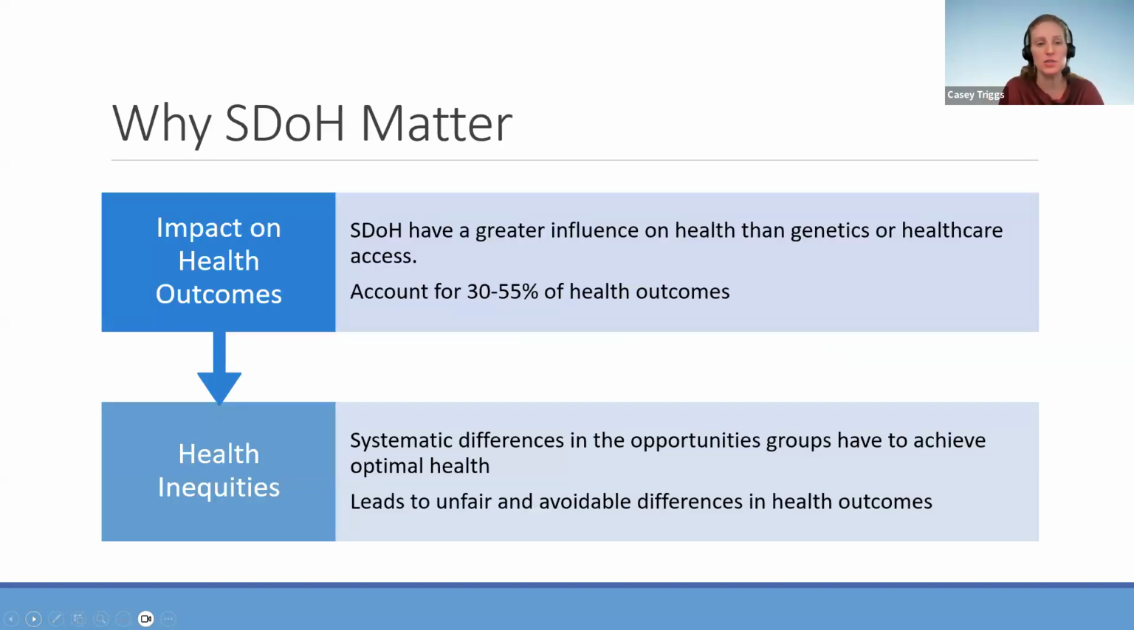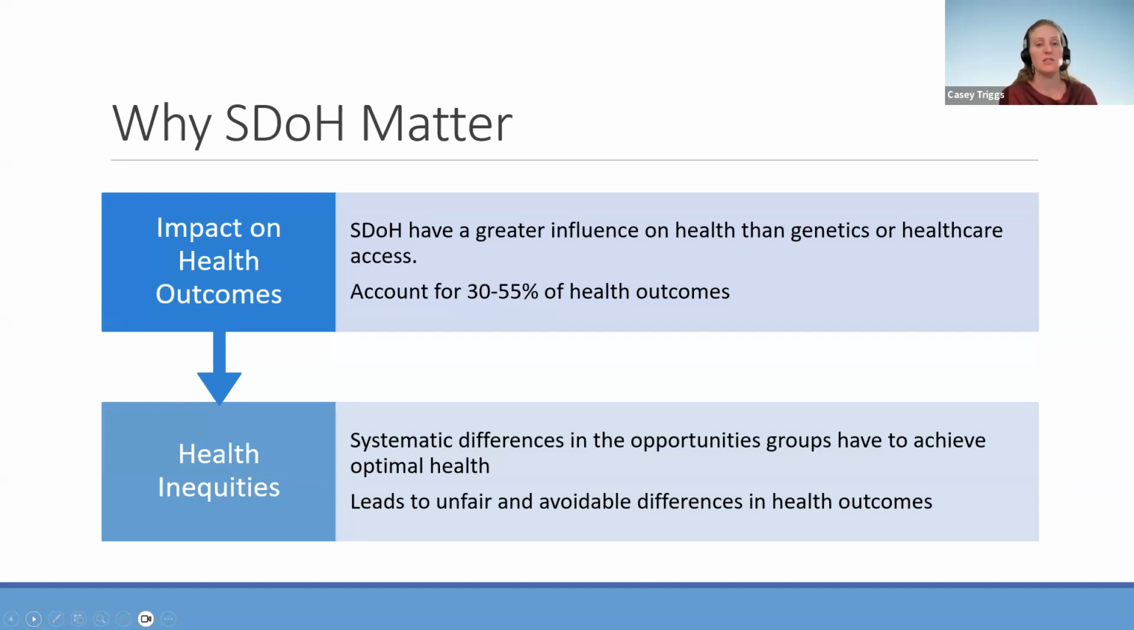So why are social determinants of health so important? Research shows, like I said before, that the SDOH have a far greater impact on health than genetics or access to healthcare. And there's a lot of different numbers, but it can safely be said that SDOH accounts for 30 to 55% of health outcomes. And so that's a really significant part of a person's life. 30 to 50% we're talking about.